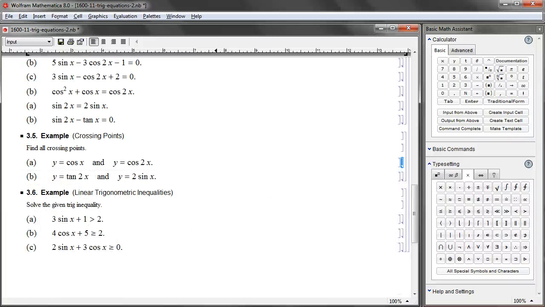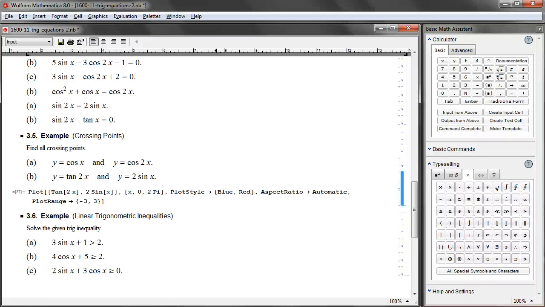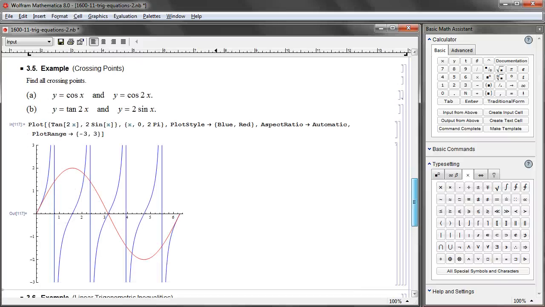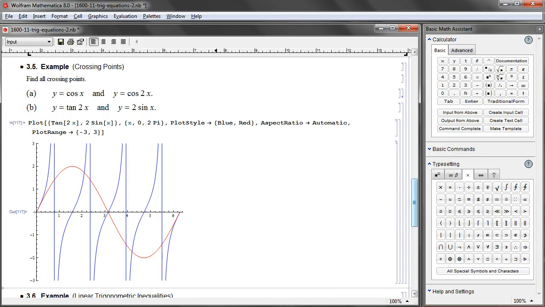How about the next problem? Tangent of 2x and 2 sine of x. Okay, setting both of them equal to each other, we have this kind of graph, and then we expect many solutions here. As you can see, we have many crossing points. And of course, a crossing point with a vertical asymptote doesn't count because the vertical asymptote is not part of the graph. So we have 1, 2, 3, 4 solutions from 0 to 2 pi.